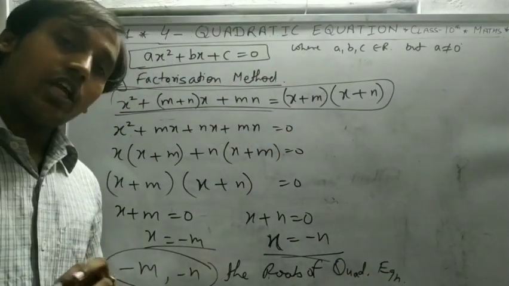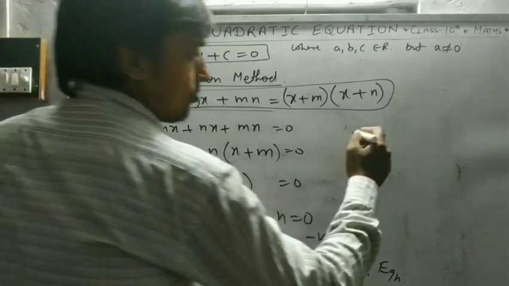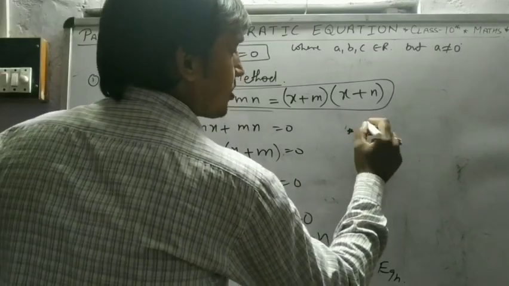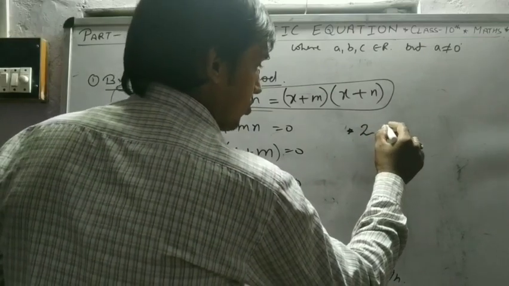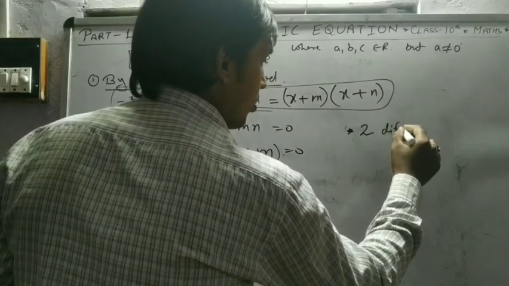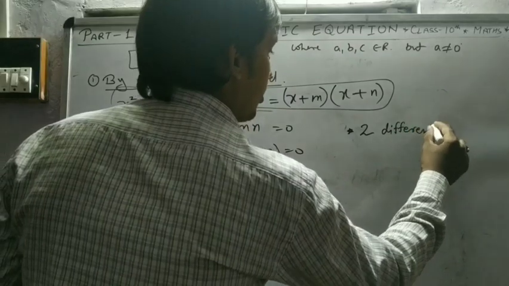So a quadratic equation gives two types of roots. First, two different roots.